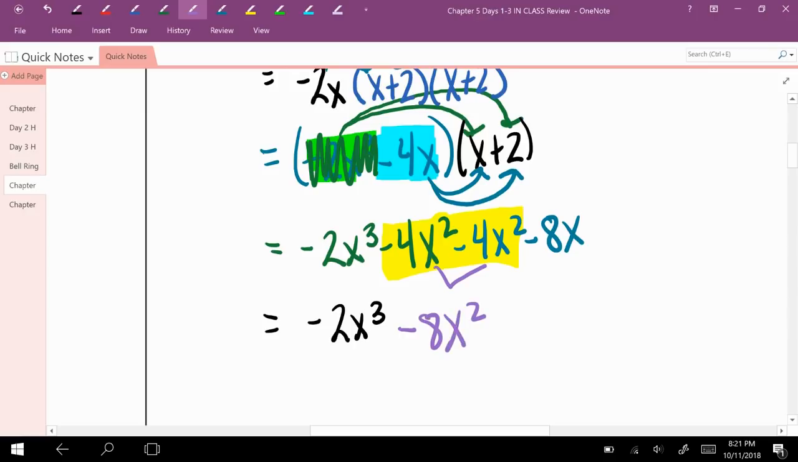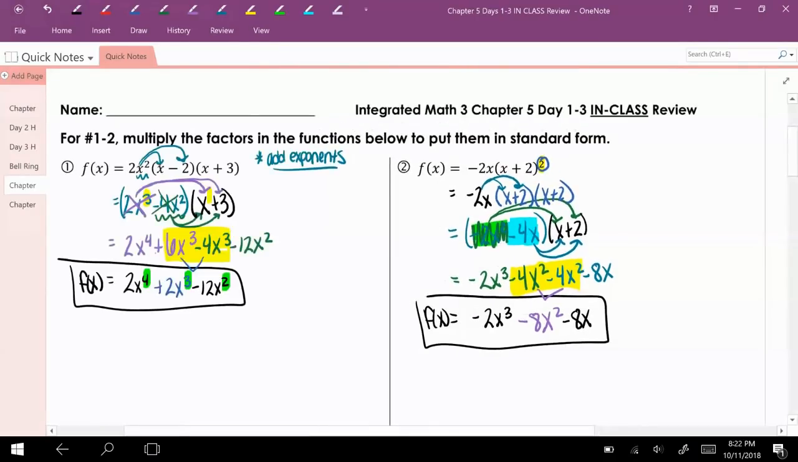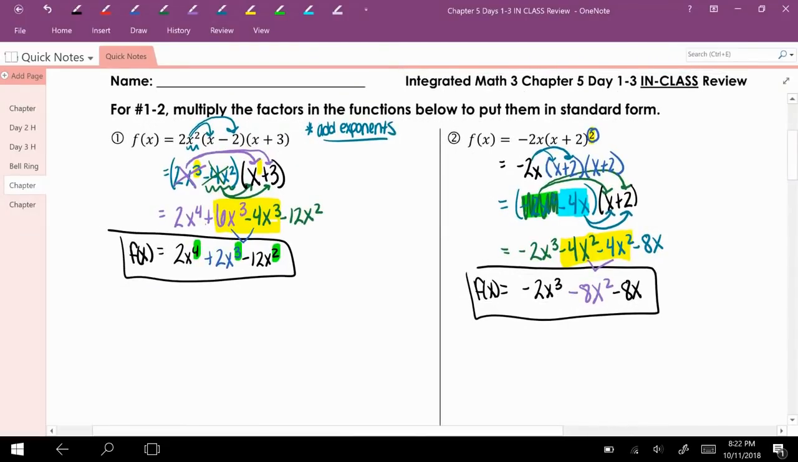Because negative 4 minus 4 is like if I borrowed $4 from you and I took 4 more, I now owe you $8. In black, I'm bringing down that negative 8x because nothing changed. And this is going to be my final answer. Okay, and it's in standard form because it goes 3, 2, 1 in the powers. Okay, so that's a summary of the multiplying the factors, which I feel like in the whole chapter, that is the hardest part.